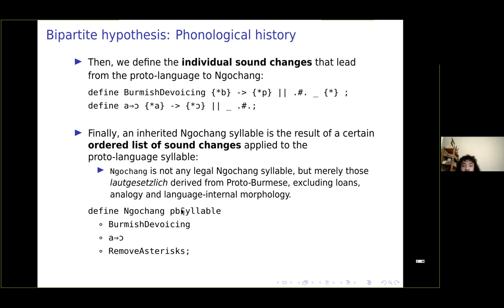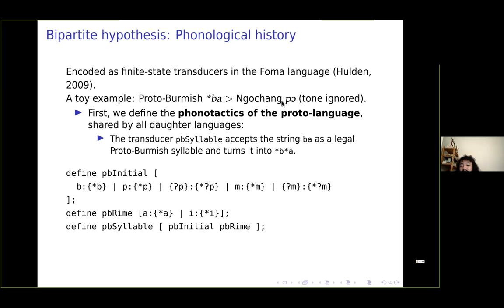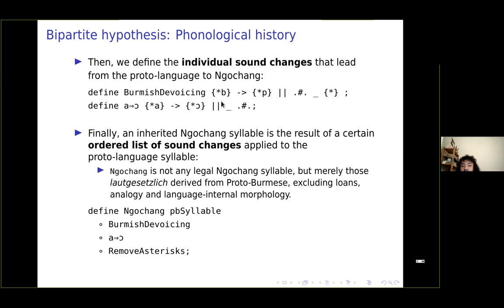Then we need to define the individual sound changes that lead from the proto-language to Ngochang. For example, here's a rule of devoicing which turns B into P. And here is a rule that turns R into O, so that we actually get Bo from Ba. And finally, we have this transducer called Ngochang, which defines not any legal Ngochang syllable, but a perfectly inherited Ngochang syllable, which is Lautgesetzlich derived from Proto-Burmish, excluding loans, analogy, and other shenanigans.